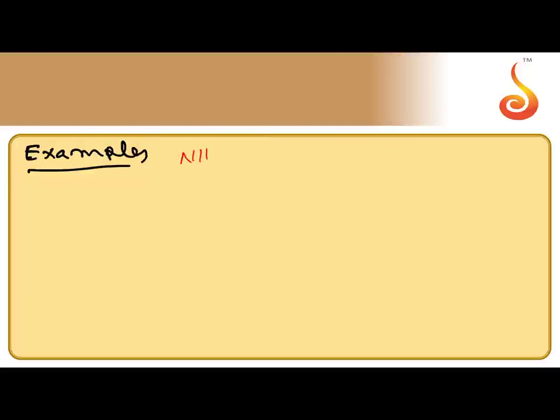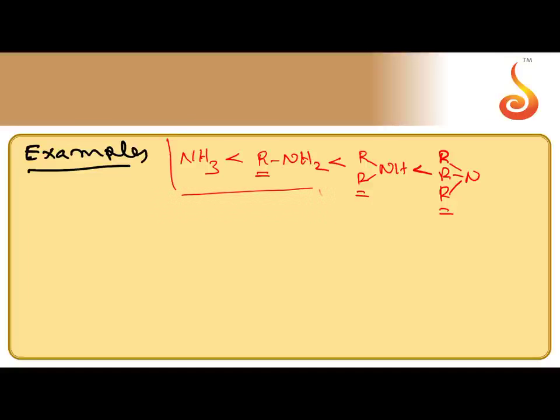If you take a few examples: ammonia, RNH2, RRNH, RRRN. Left to right, electron donating groups are increased. That's why basic strength gradually increased. This is in vapor state.